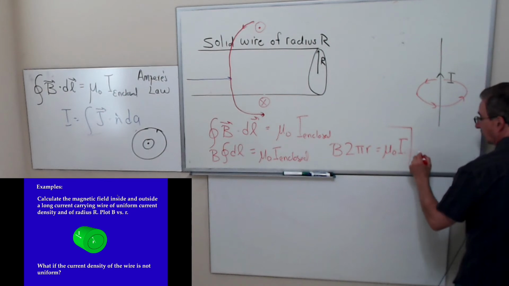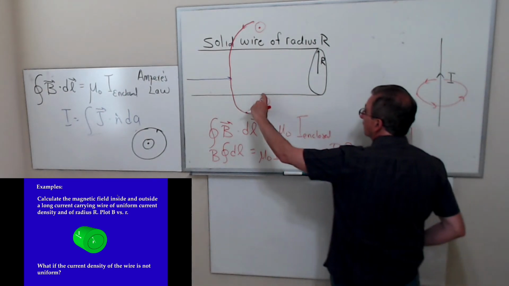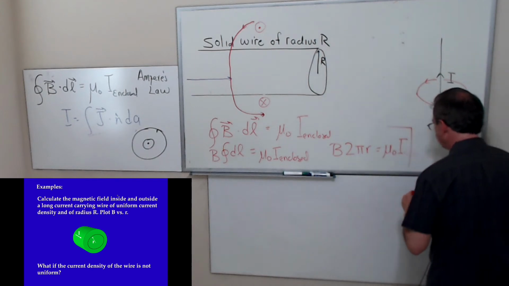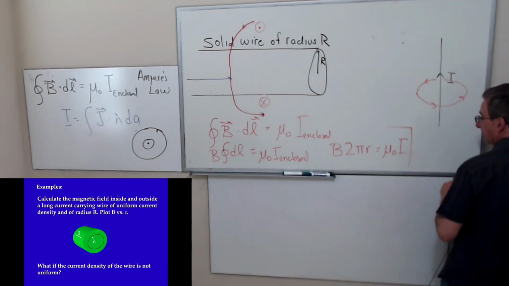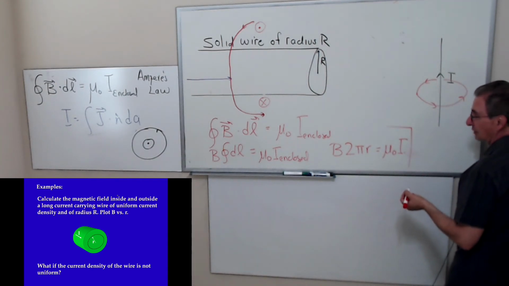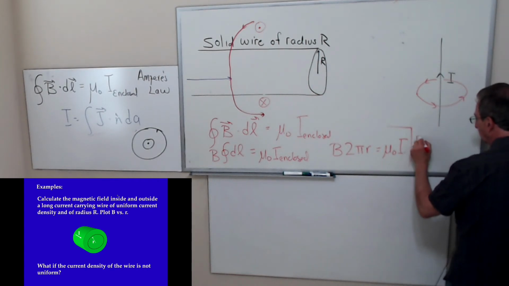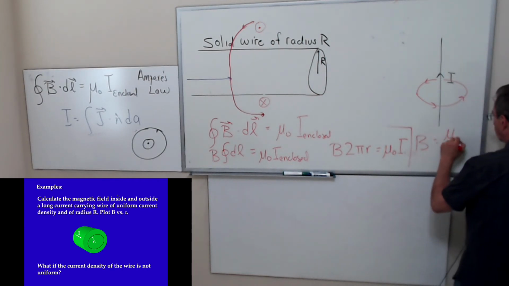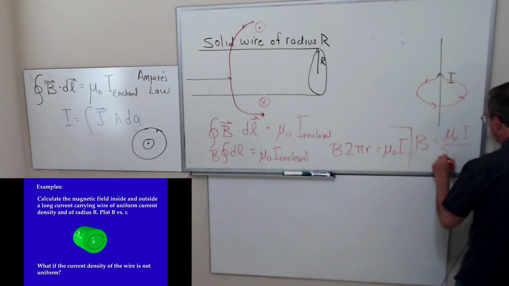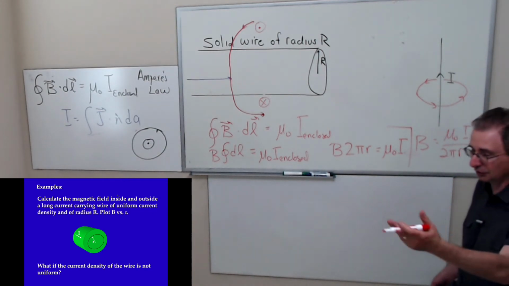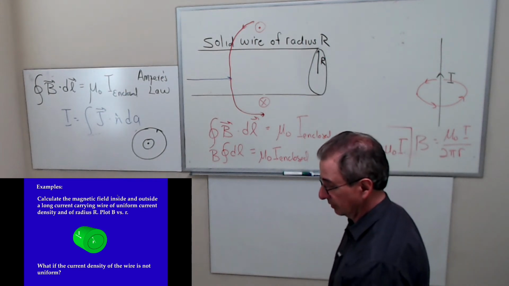Professor, would it be a capital R or no? No, because we're outside, right? Oh yeah, okay. Or actually, if we were on the surface, then it would be capital R. If we were on the surface, we would write capital R. So then B would end up being mu naught I over 2 pi r, as you would expect, because we did this using the Biot-Savart law.